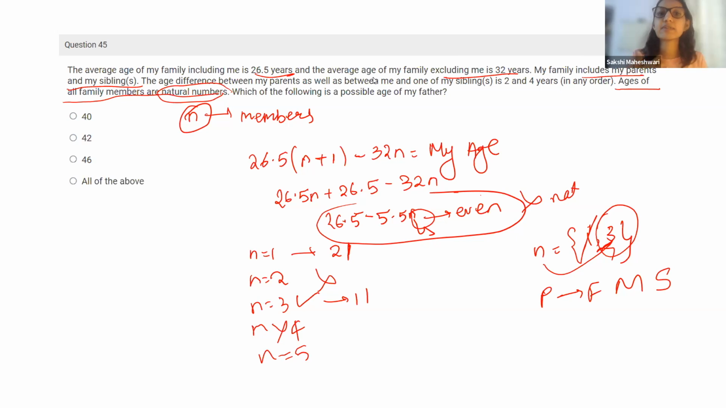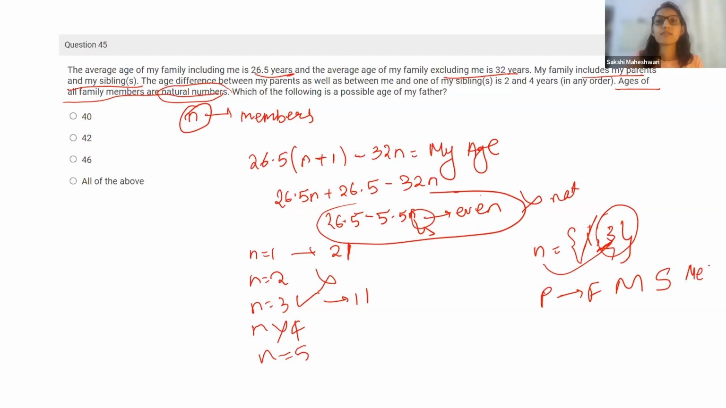And it's mentioned the age difference between my parents, that will be the age difference between my father and mother, will be 2 and 4 years, and between me and one of my siblings. So we don't have the order. We have 4 members in the family: me, my mother, my father, and one of my siblings. And the age difference between my father and mother, and between me and one of my siblings, can be 2 or 4 years. For example, which of the following is the possible age of my father? Now I'm taking these 4 members to be father, mother, sibling, and me.